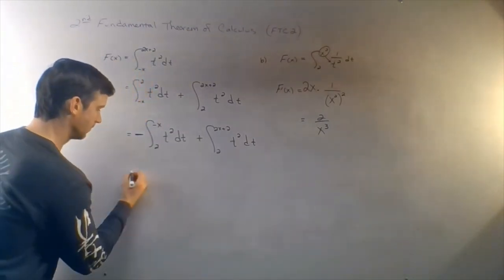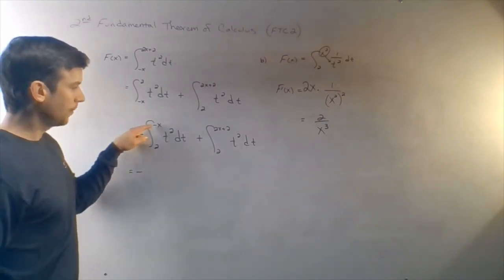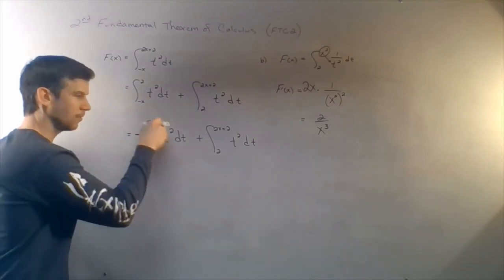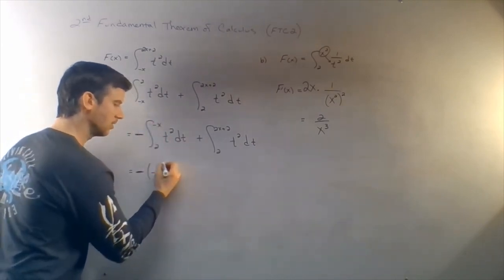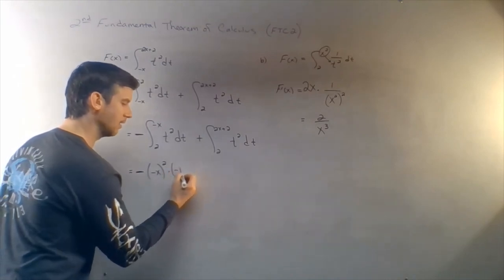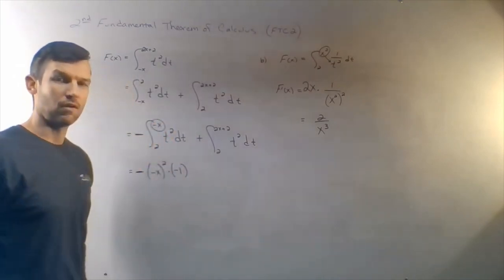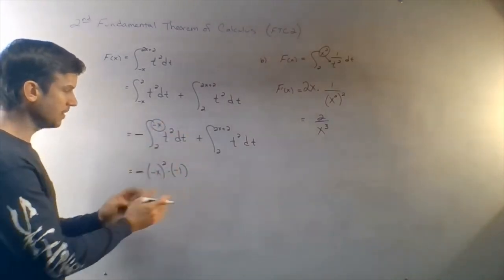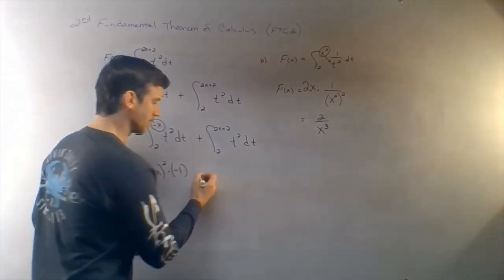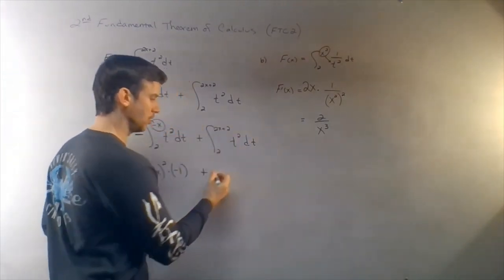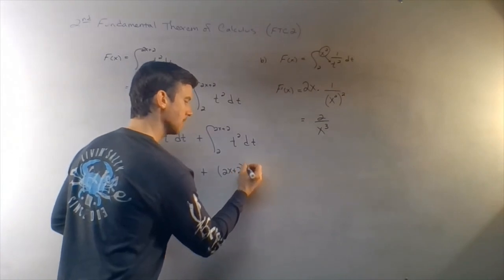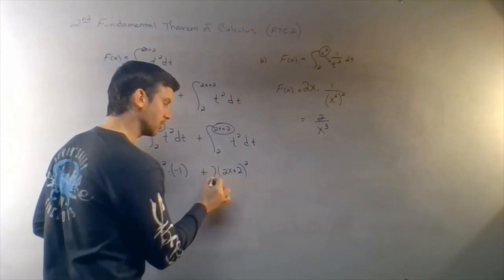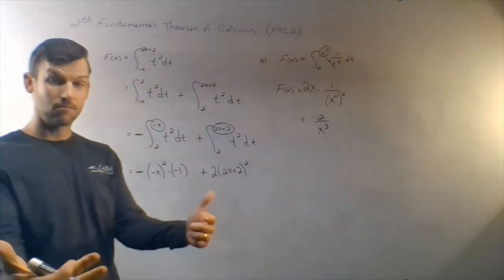Second fundamental theorem says that you can plug the negative x in there. So this negative's here. Plug negative x in there. Negative x is going to get squared times negative 1, because that's the derivative of negative x, chain rule. So that's the first piece. Second piece, plug 2x plus 2 in there. 2x plus 2 is going to get squared times the derivative of that because of the chain rule, so times 2. All right, so I did my second fundamental theorem.